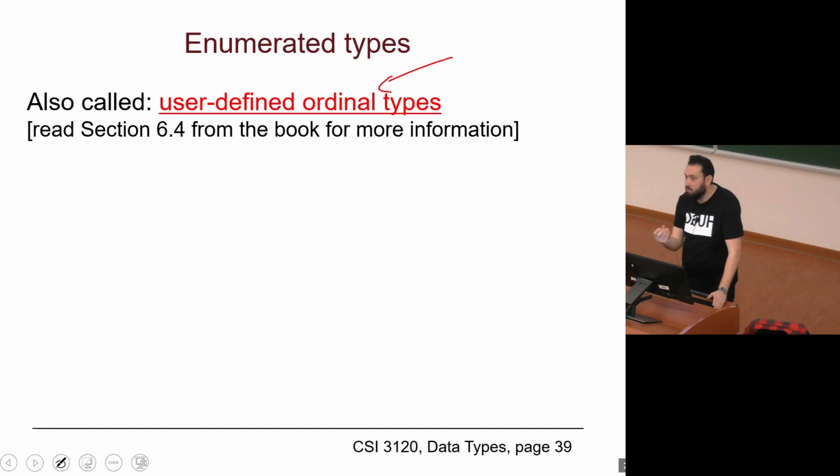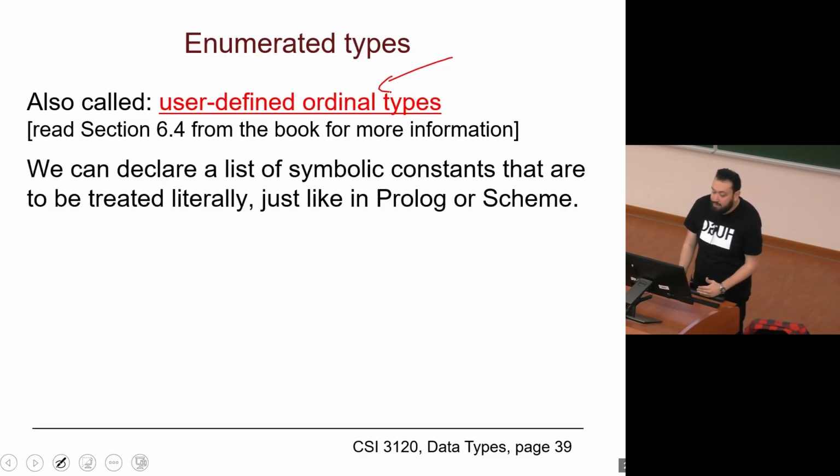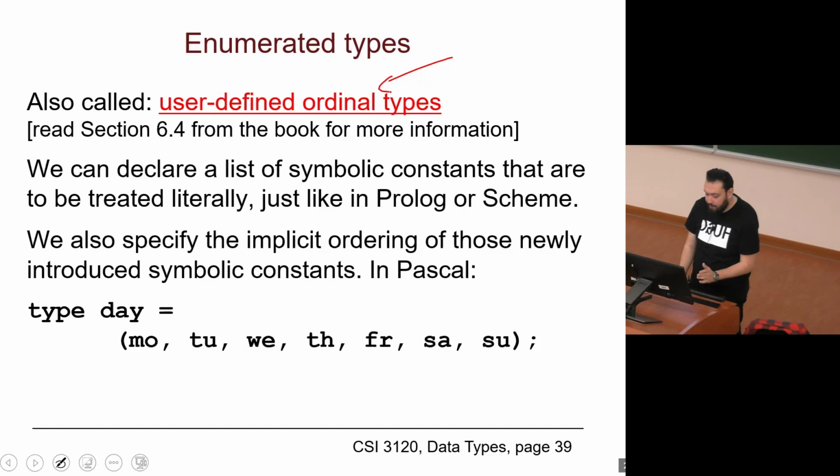Okay, so if you've heard this, or if you've read it in the book, ordinal types, usually we mean enumerated. We can declare a list of symbolic constants that are to be treated literally, just like in Prolog or Scheme. We also specify the implicit order. For example, in Pascal it is like this. So the enums, if you remember, we've talked a bit about them, and let's say you're creating, like here, the day.